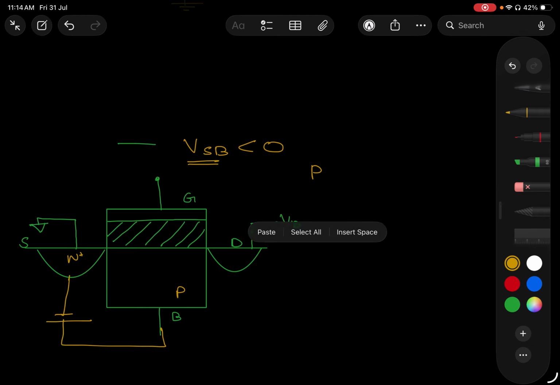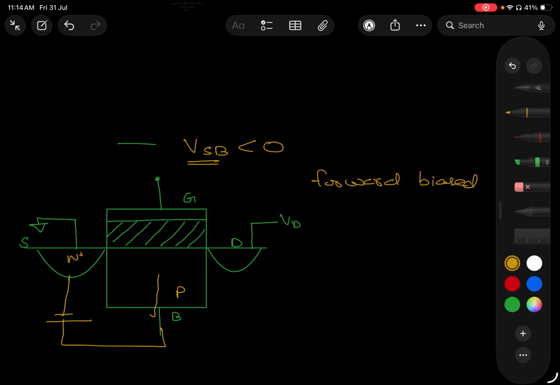Since this is positive, this is forward biased, and the current will flow over here. What we mean to have is, our aim is to direct the current from source to drain. The current has to flow like this.